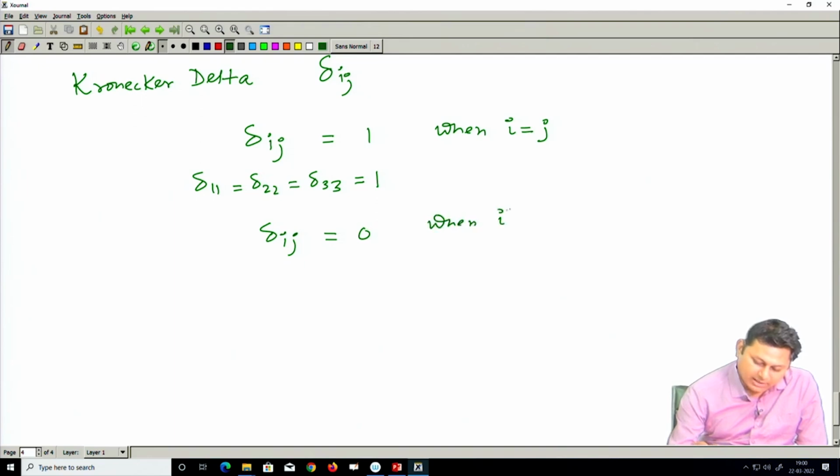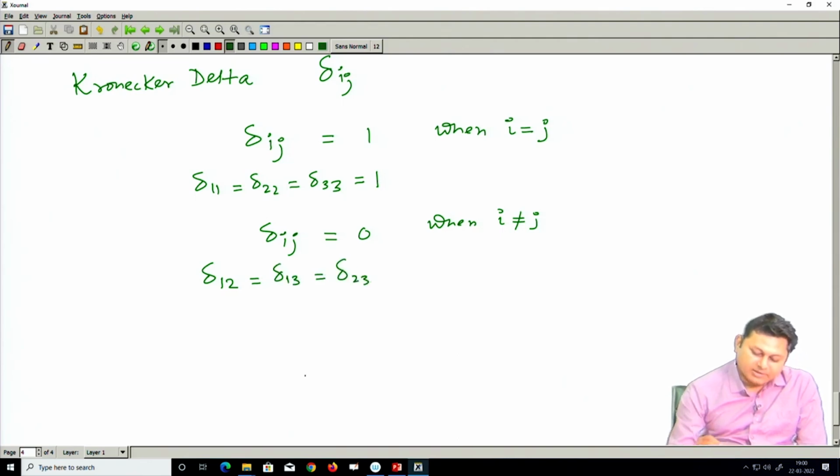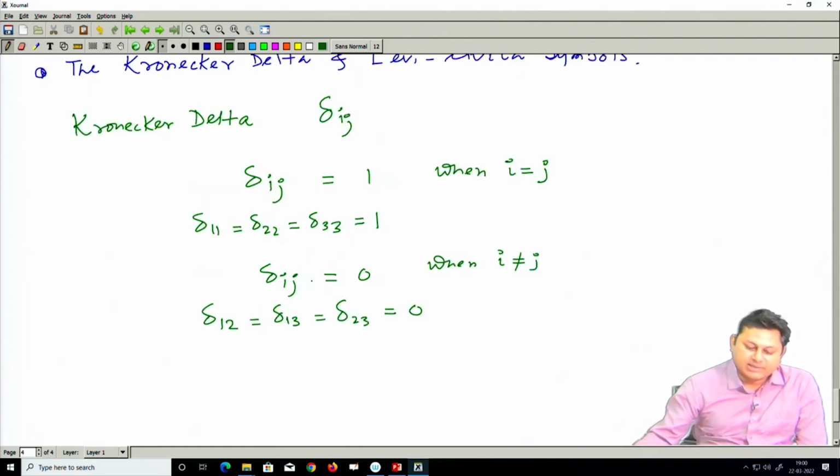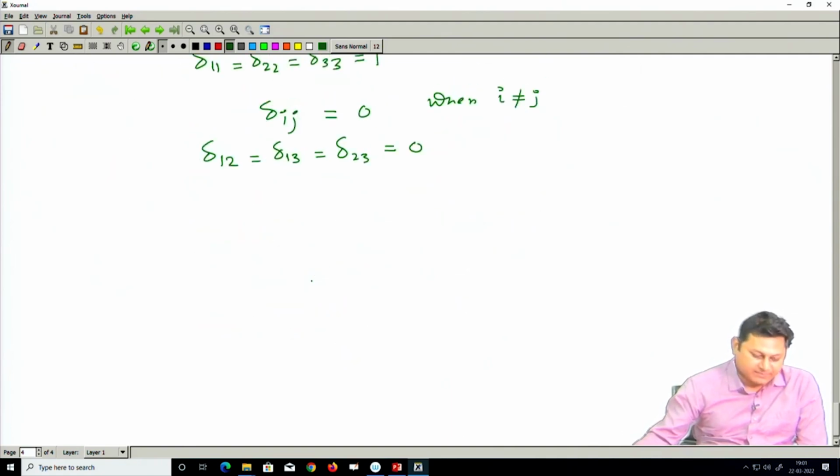However, delta_ij should be equal to 0 when i is not equal to j. If I consider delta_12, delta_13, or delta_23, these quantities should be equal to 0 because here i and j are not the same. So, this is basically the Kronecker delta by definition.